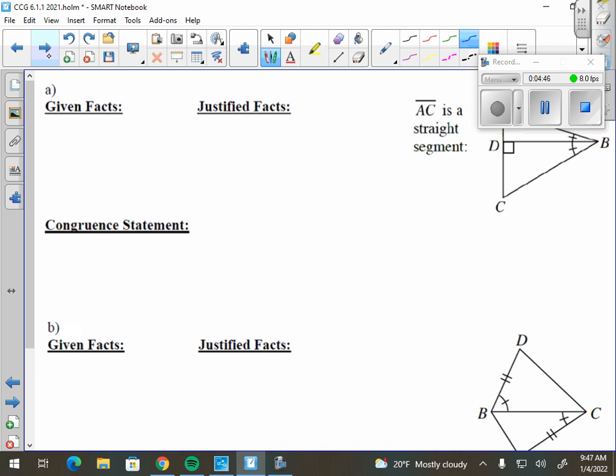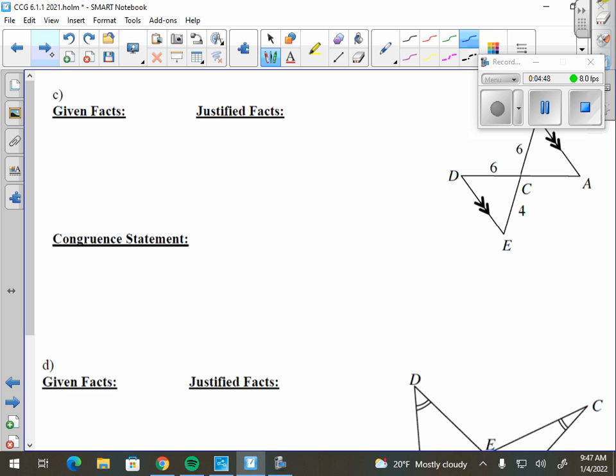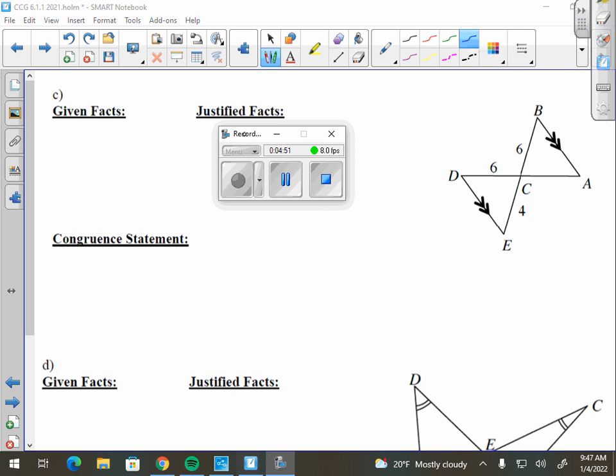But before you get started, let's go to letter C on the back. And I want you guys to cross out the numbers on letter C because they're actually a misprint and they're not going to help at all. So cross out all the side lengths. They're not going to help.